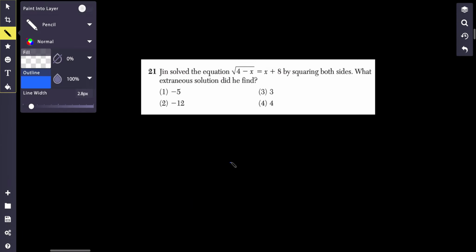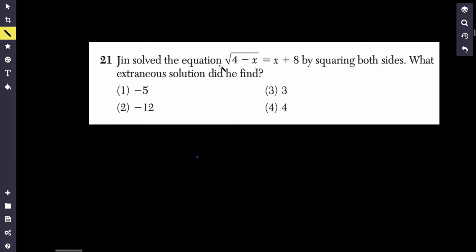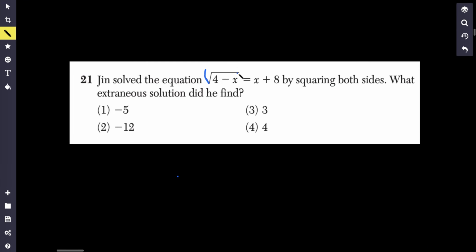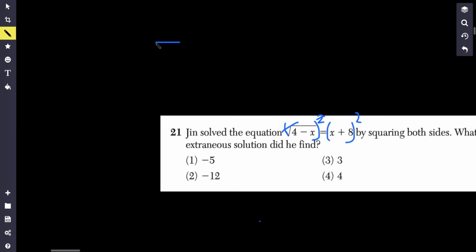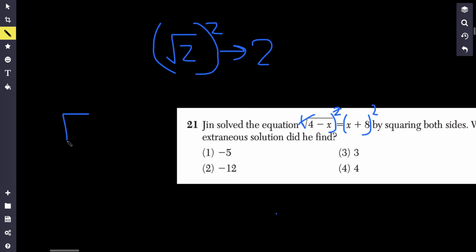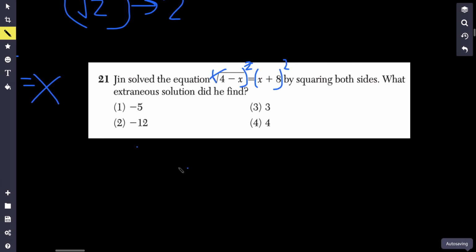Okay. Jin solved by squaring both sides, and an extraneous solution was found. So he squared both sides of this equation. What you have to realize is that when you square a square root, it cancels out. If you have the square root of 2 and you square this, you're just going to get 2. So the important thing to know is that if you have the square root of x and you square this, the square root and the second power cancel out, so you just get x.